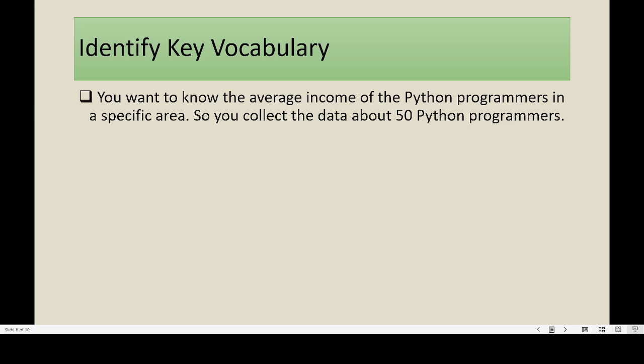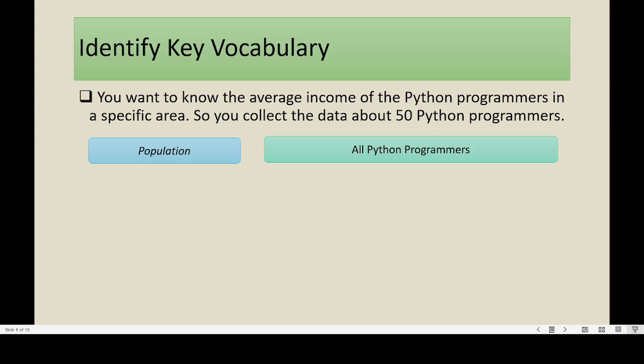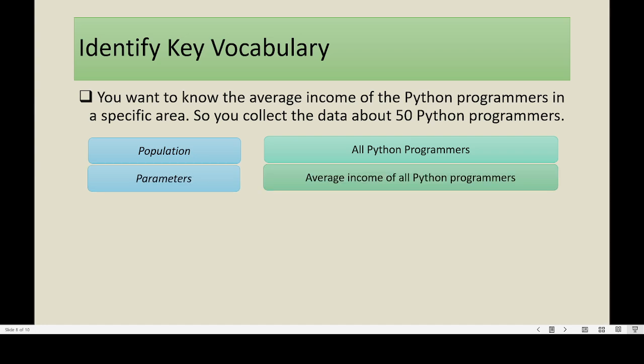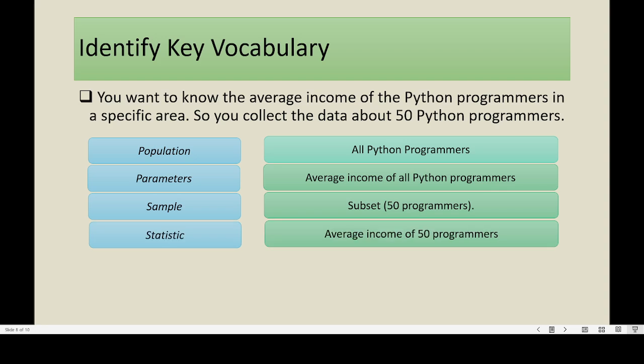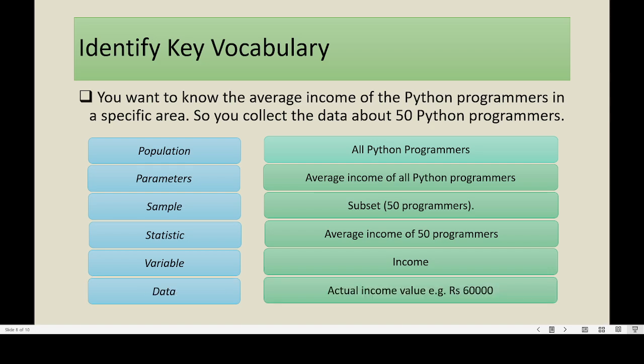So here in the text, we want to identify these key vocabulary of statistics. You want to know the average income of Python programmers in a specific area. So you collect the data about 50 Python programmers. So the population is all Python programmers, the parameter is the average income of all Python programmers, the sample is a subset of 50 programmers, and the statistic is the average income of 50 programmers. Similarly, the variable is income because we are going to measure the income data. Data is the actual income value, for example, 60,000.